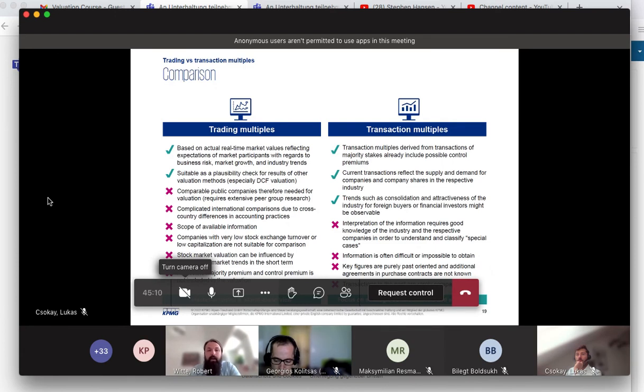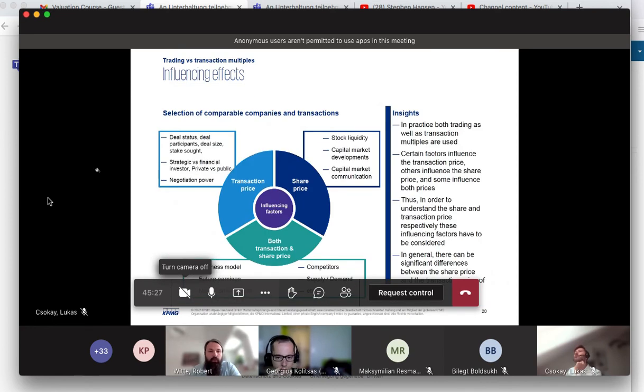Okay. And just one quick note, all the different multiples Lucas just presented, meaning financial multiples, operating multiples, you can calculate for trading as well as transaction multiples. Okay. Any questions on those two concepts?